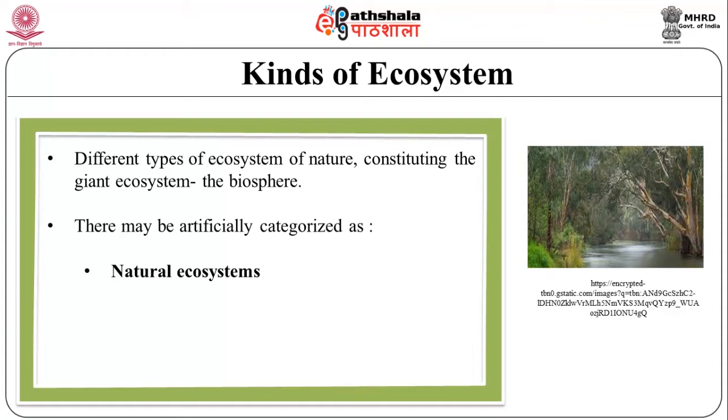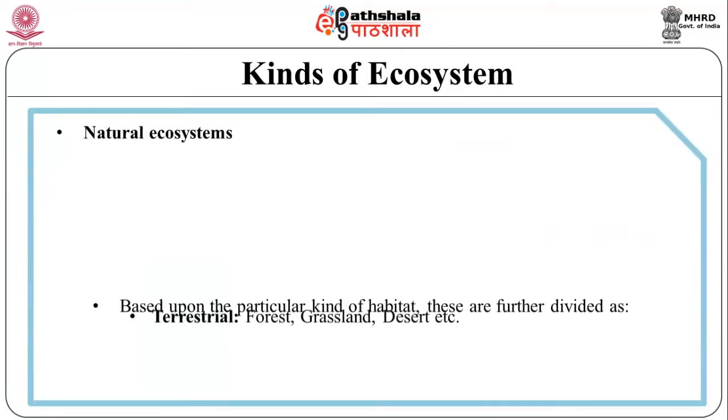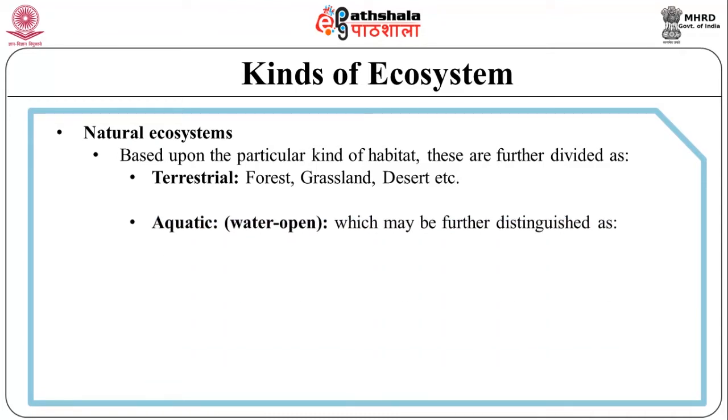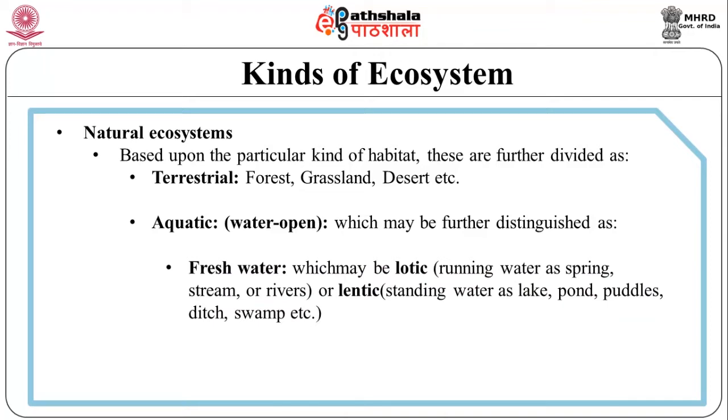The first one is the natural ecosystem. These operate by themselves under natural conditions without any major interference by man. Based upon the particular kind of habitat one is dealing with, they are further divided into terrestrial, which includes forest, grassland, deserts, and so on. The second one is aquatic. The word aquatic means water, which may be further distinguished as freshwater, which may be lotic, running water such as springs, streams or rivers, or lentic, a standing water body such as a lake, pond, puddles, ditches or swamps.